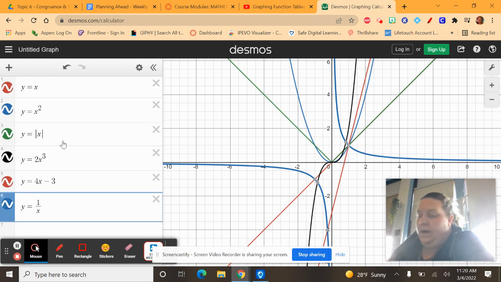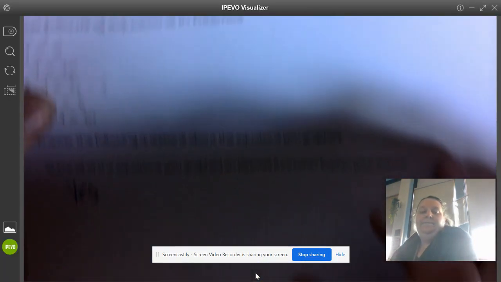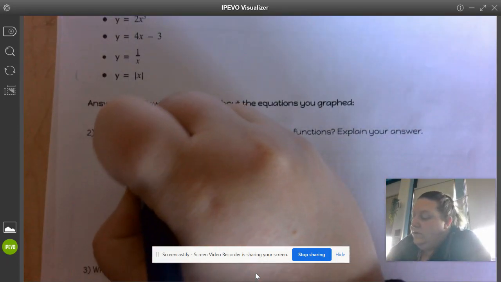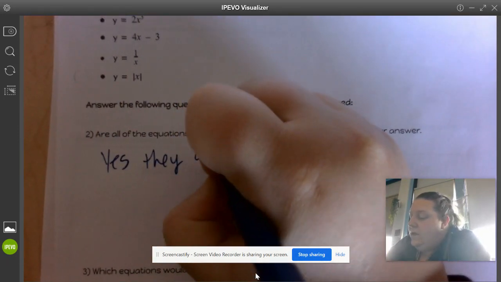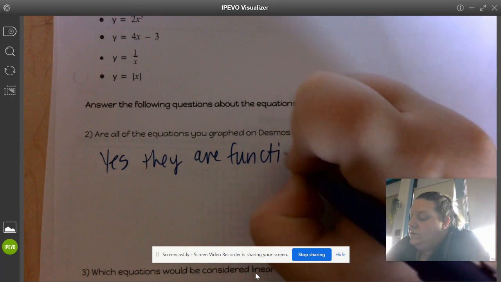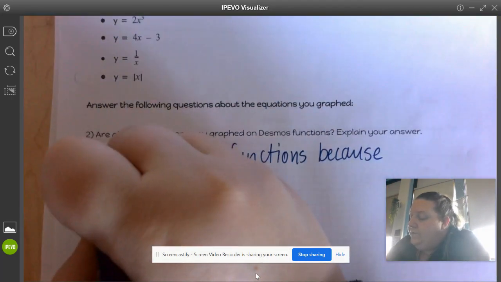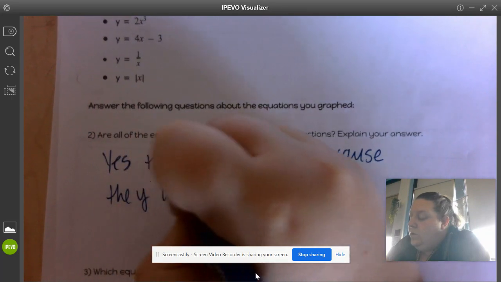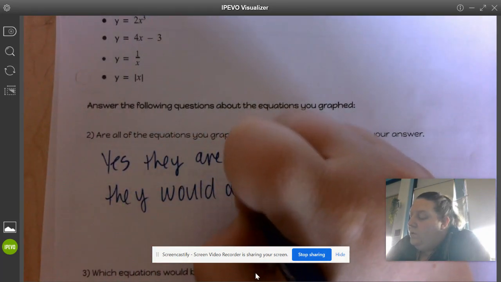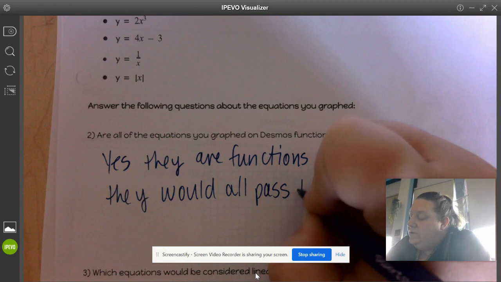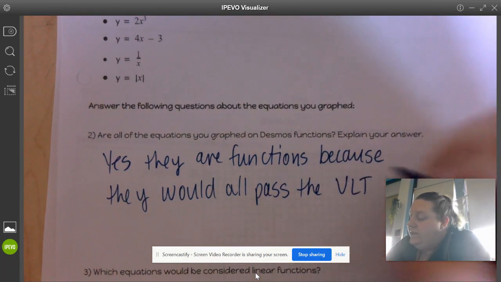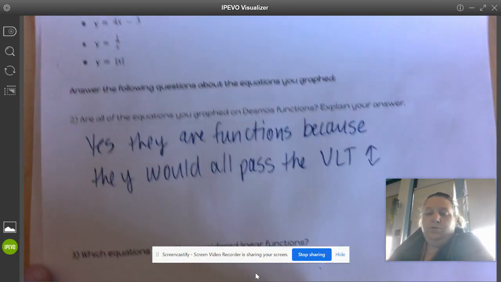So I'm going to be flipping back and forth a little bit, so pause as needed. So yes, they are functions because they would all pass the vertical line test. And I'm just going to shorthand that.